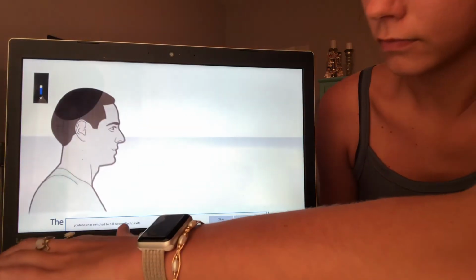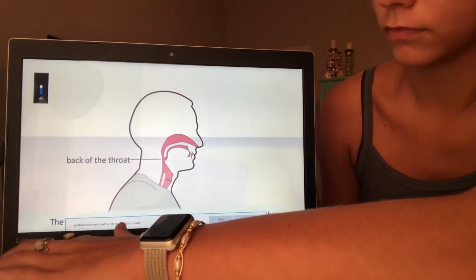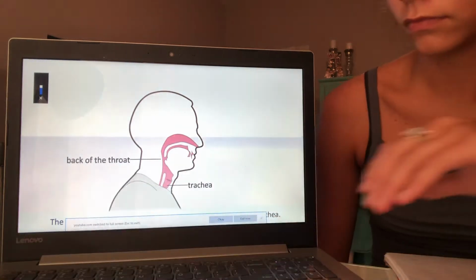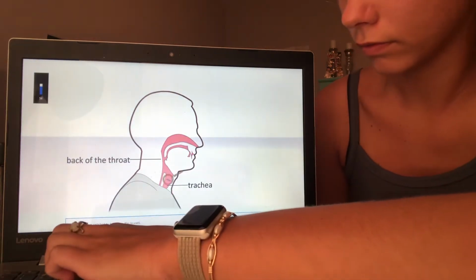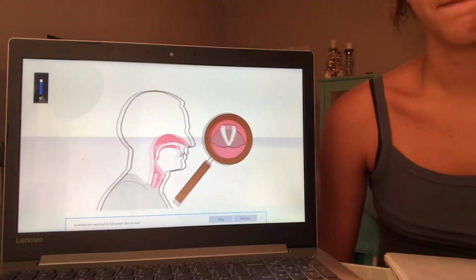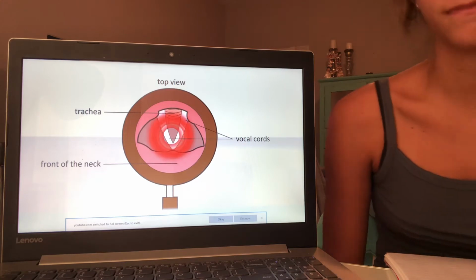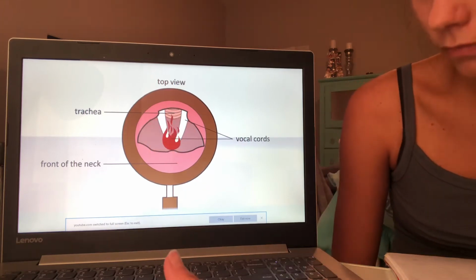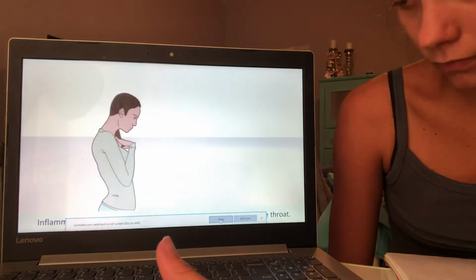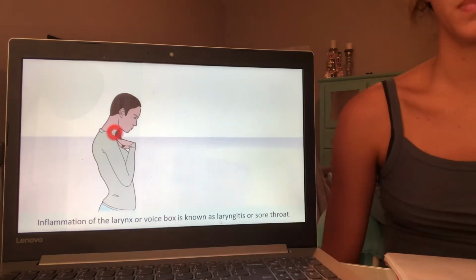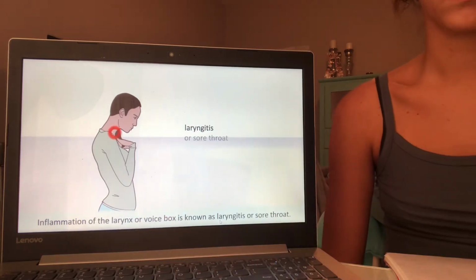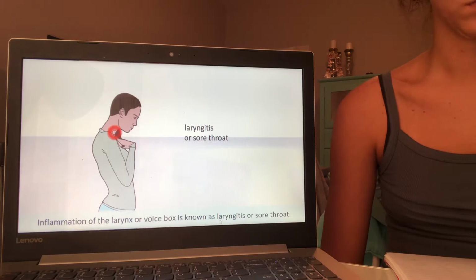the larynx is located between the back of the throat and the trachea. Inside the larynx are the vocal cords. When the vocal cords become inflamed or irritated, the larynx also becomes inflamed. Inflammation of the larynx or voice box is known as laryngitis or sore throat.